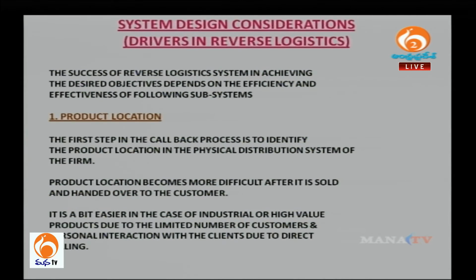So, the firm has a physical distribution system right from the manufacturer to the end customer through a channel of distributor, wholesaler, stockist and retailer. Within that chain, he has to find out where this product lies, because the product location becomes very difficult to locate. It is a bit easier in the case of industrial or high value products due to the limited number of customers and personal interaction with the client due to direct selling.